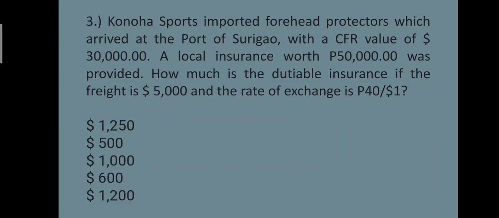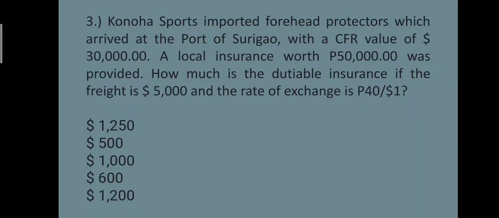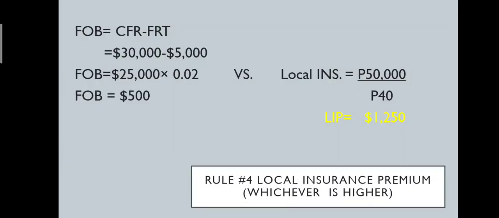So unsa man ang atong gamiton para makuha nato ang FOB? So ang formula, FOB equals CFR minus freight. So we have CFR of $30,000 minus $5,000. So makakuha tag $25,000 nga mao na nato ang FOB. Then i-times nato siya sa 0.02. Mao na natay $500. Hala, insurance ni guys, sorry.